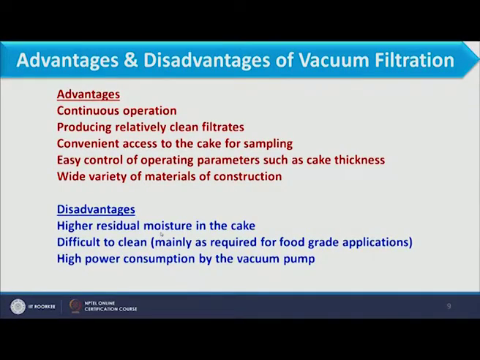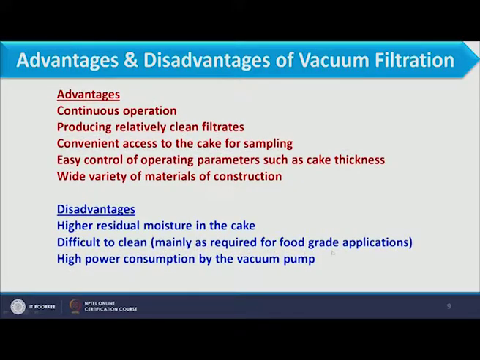Along with this there are some disadvantages also. The higher residual moisture in the cake, because after one cycle the cake is continuously removed, so dewatering is not carried out for sufficient time, therefore the cake obtained is moist in comparison to cake obtained through normal or pressure conditions or batch process. It is difficult to clean, mainly as required for food grade applications, and further there is high power consumption by the vacuum pump.